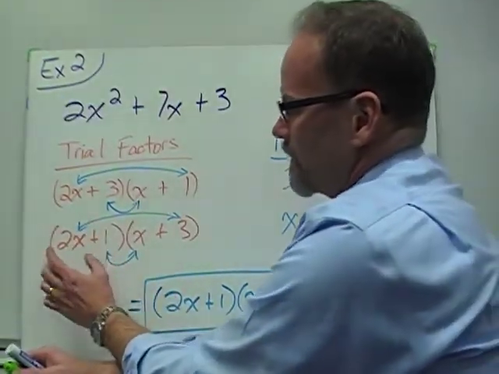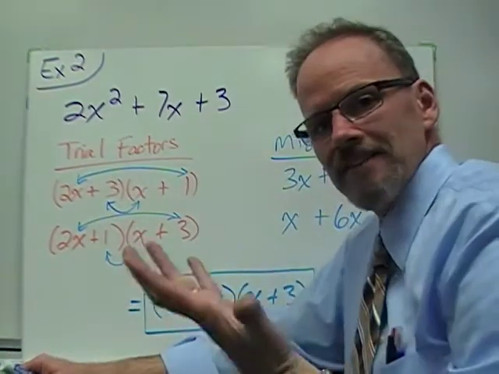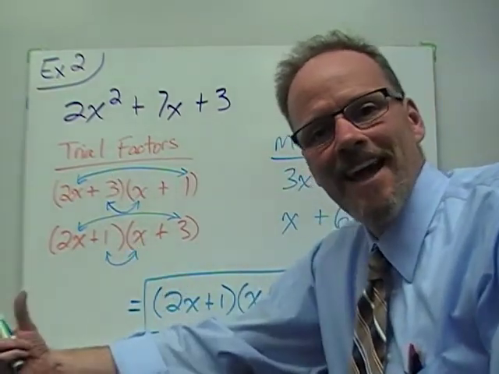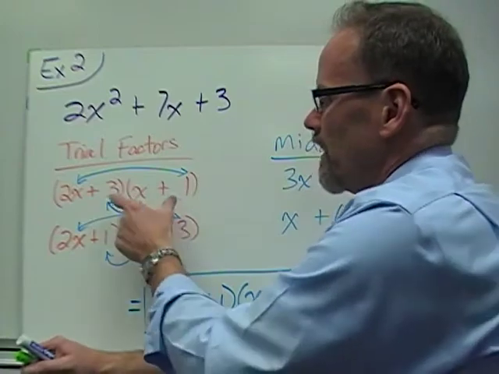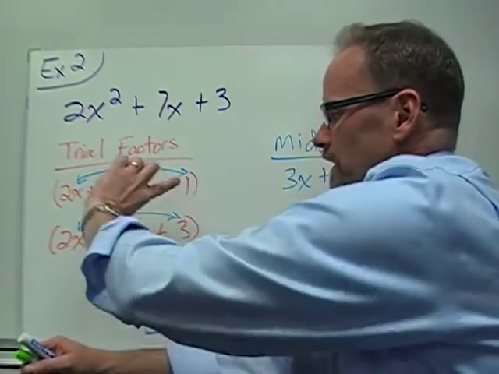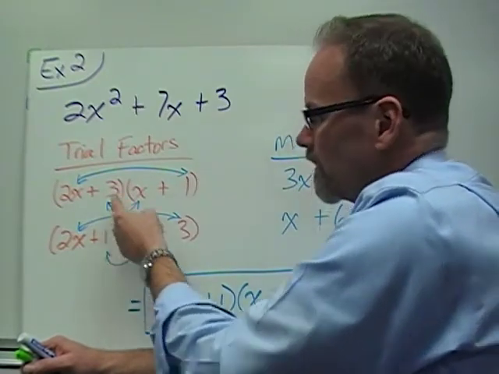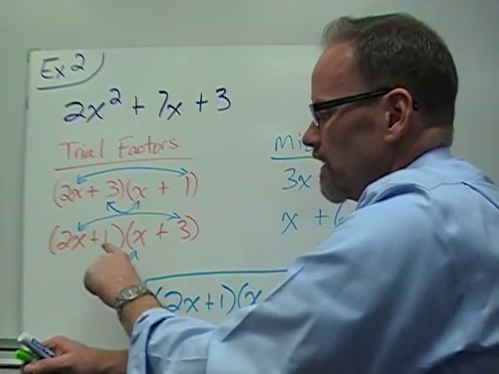So let's see what happens. I still know I can't do anything but a 2x and an x. There's nothing I can do with that. But I could take the 3 and the 1 and I can reverse them. I can flip these. So now I took the 1 and put it in that position, the 3 in this position, and let's see what happens.